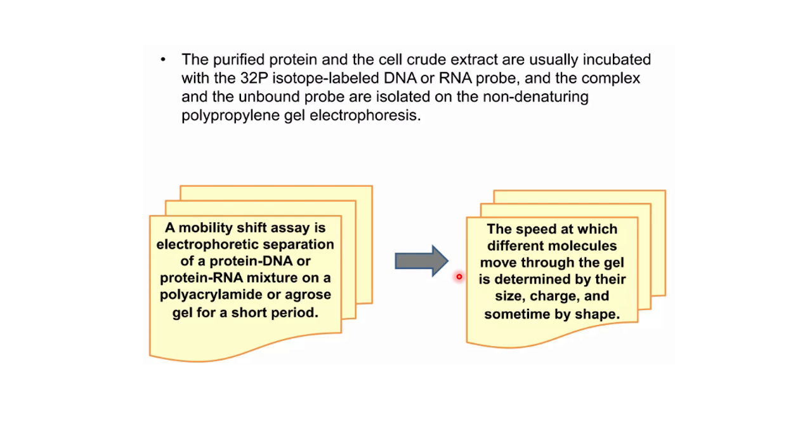So, I will give an example: the purified protein and the crude cell extract are usually incubated with a 32P isotope labeled DNA or RNA probe, and the complex and the unbound probe are separated on a non-denaturing polyacrylamide gel electrophoresis. Mobility shift assay is electrophoretic separation of a protein-DNA or protein-RNA complex on a polyacrylamide or agarose gel for a short period, and the speed at which the different molecules move determines the size, charge, and sometimes the shape. Like for an SDS-PAGE, it moves according to the molecular weight.